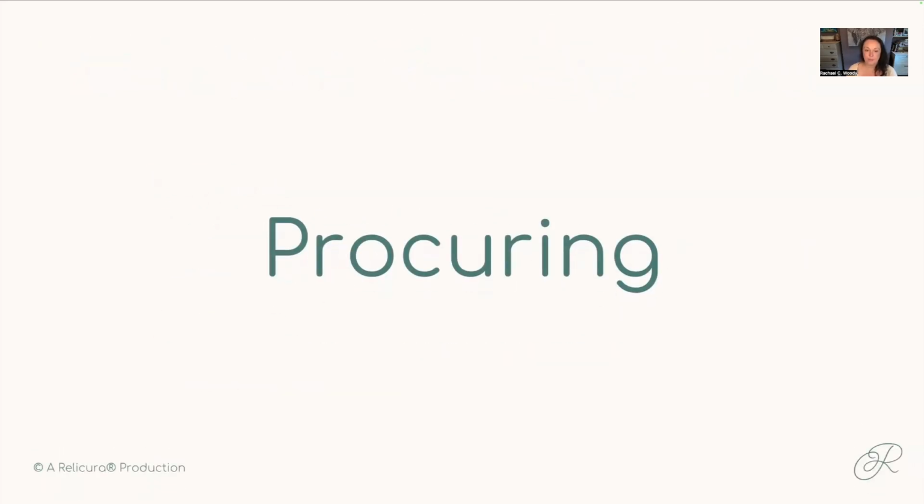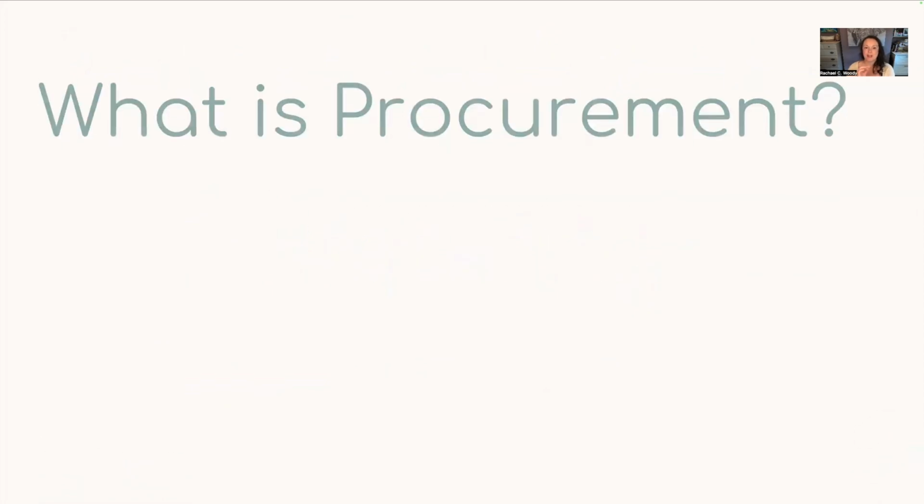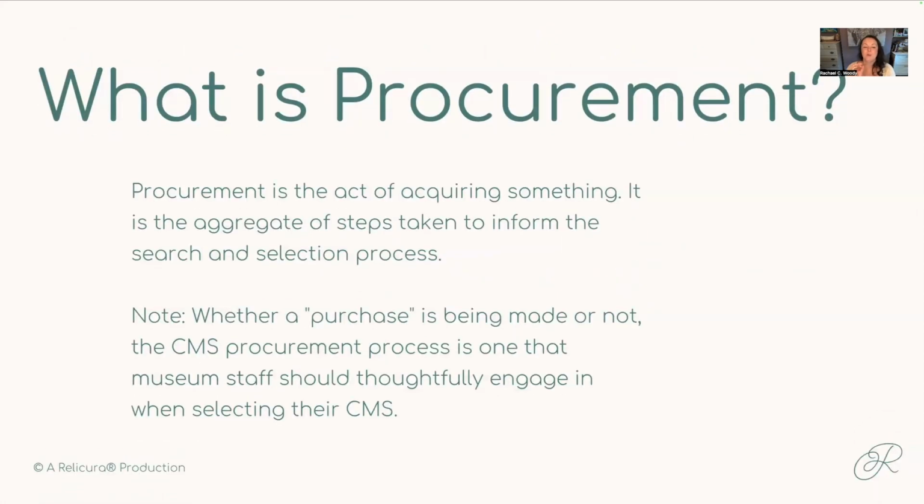All right, so that is the searching and scoring part. Assuming you've made it through that shopping process, we are getting into that procurement area. So what is procurement? Essentially, procurement is like that end of the shopping piece. And it's the act of officially acquiring something, in this case, a software product, where an aggregate of steps is taken to inform the search and selection process.